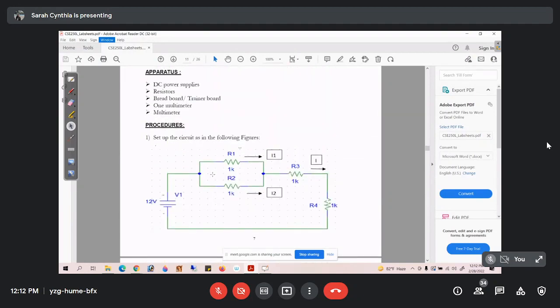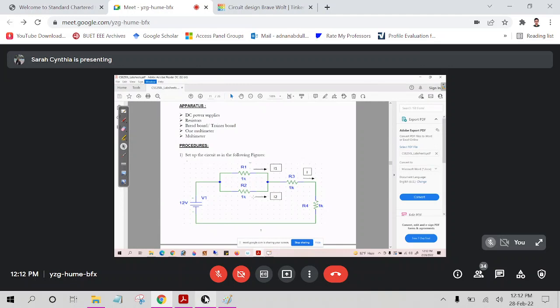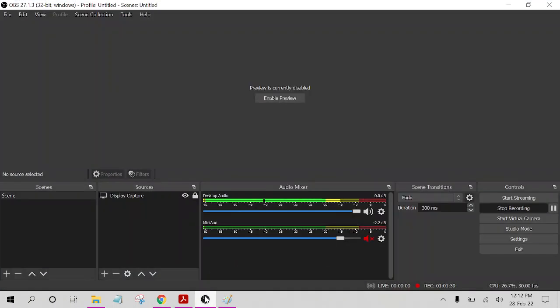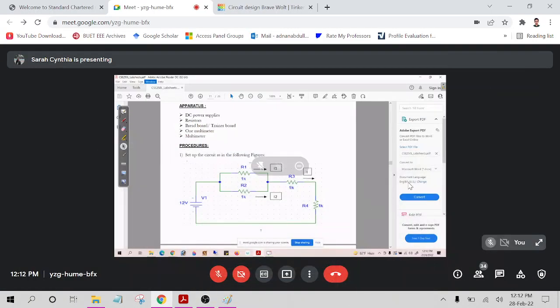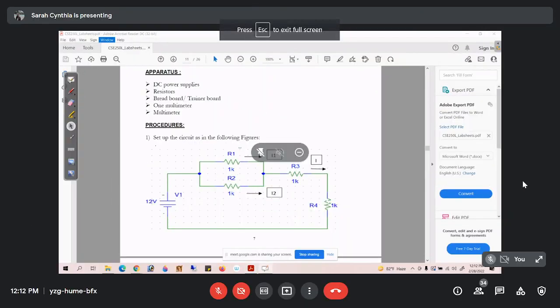Before we go to the circuit implementation, let me first discuss the theory of what a series and parallel circuit is. Can anyone tell me what a series connection is and what a parallel connection is? Does anyone have any idea? In parallel connection, it's one node. You can either speak in Bangla or English, anything that suits you.